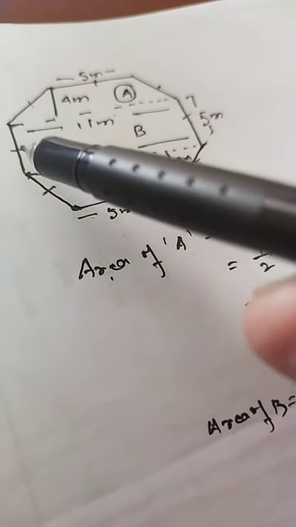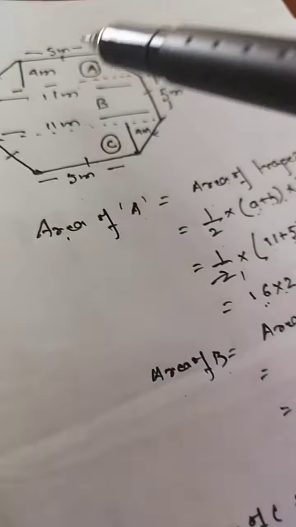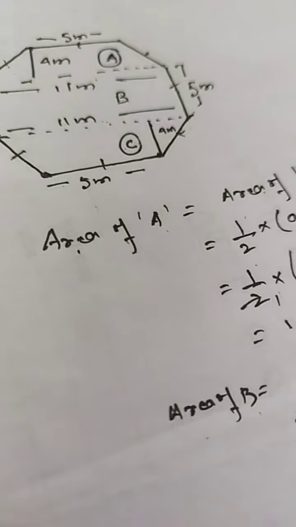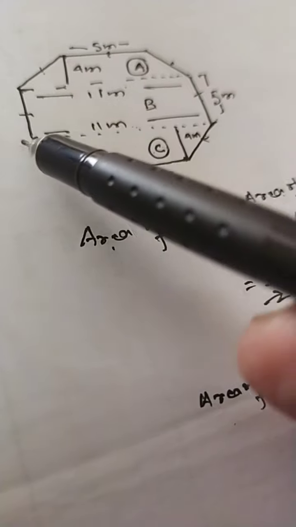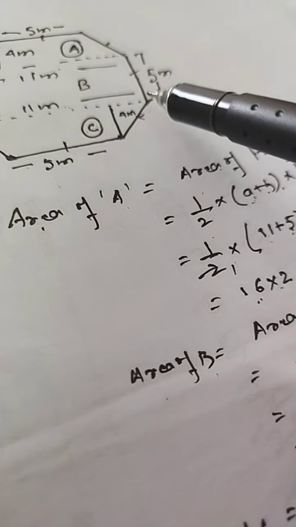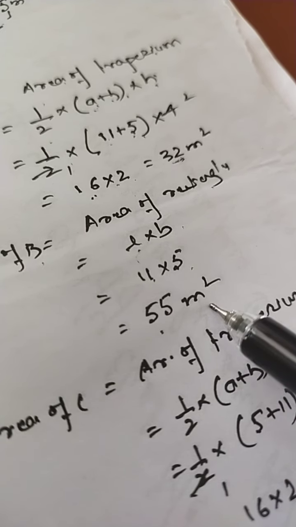Now this middle portion is looking like what? Rectangle. Now see, area of B. This area of B would be equal to what? Area of a rectangle, as the shape is a rectangle. What is the formula of a rectangle? Length into breadth. So what is length? Length is 11, and what is breadth? It is 5. So 11 into 5 is 55 meters square. So this is the area of the middle portion.